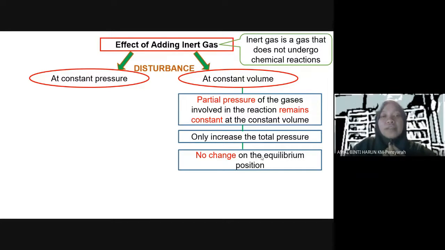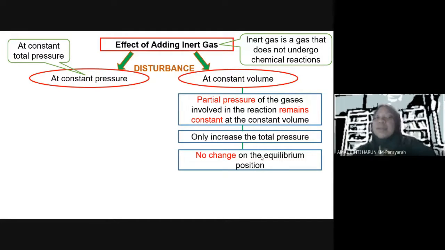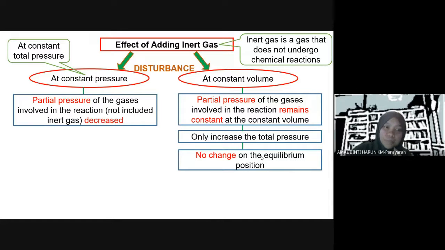Kalau adding inert gas at constant pressure, maksudnya you nak pastikan pressure dia kekal. Partial pressure of gases involved in the reaction, not including the inert gas, decrease. Betul lah. Sebab apa? Sebab kita nak maintain pressure dia supaya constant.